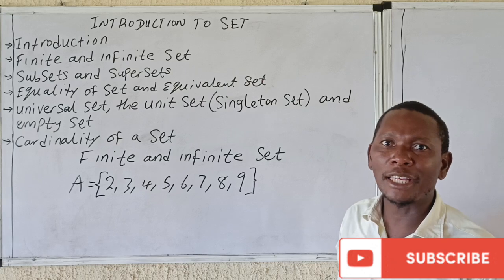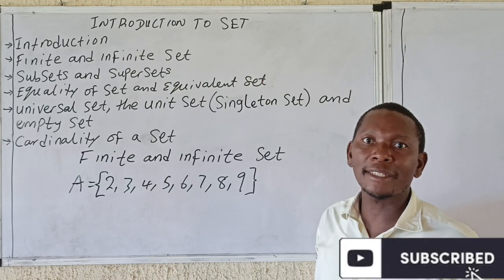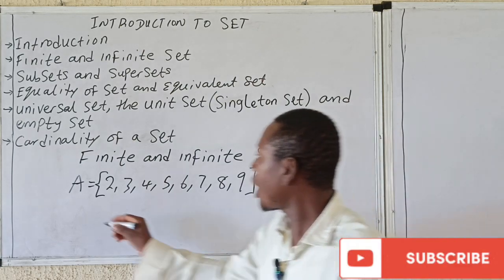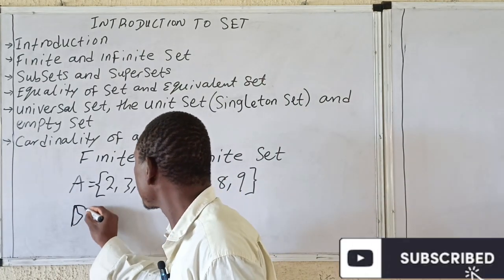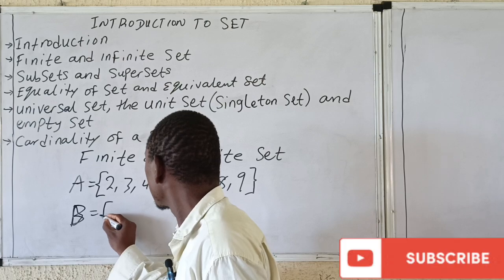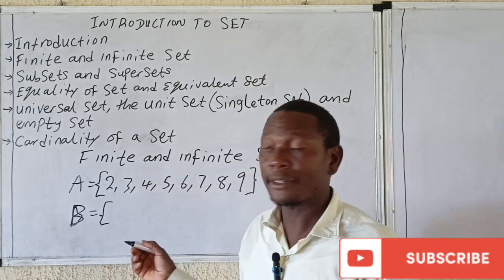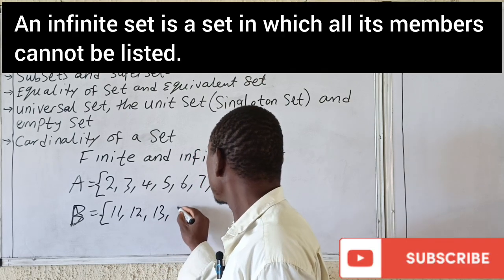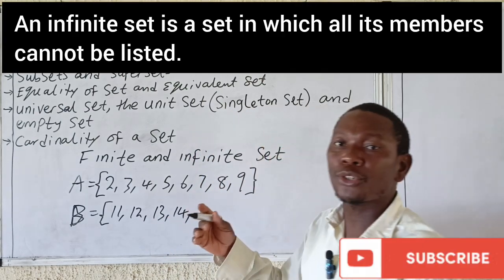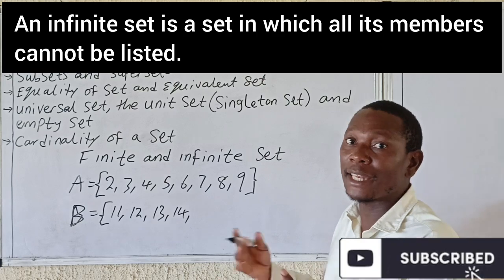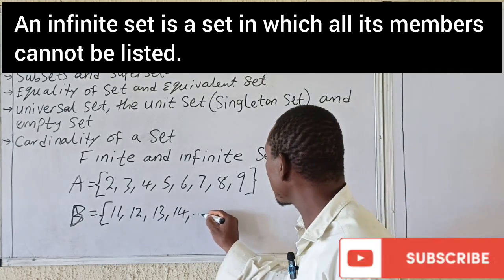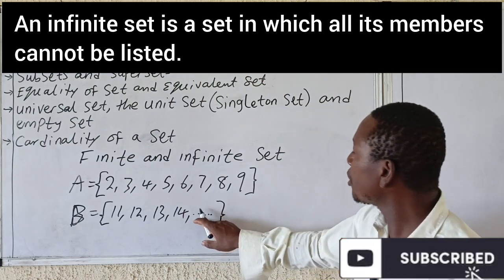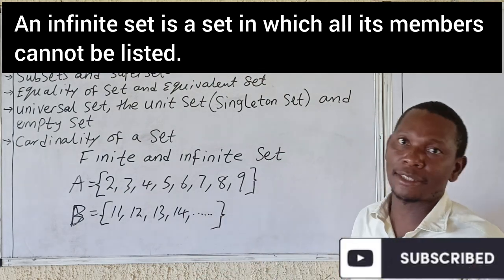But what if I decide to just say numbers greater than 10? A set B comprised of numbers greater than 10. So we now have set B, numbers greater than 10, right? So we now have 11, 12, 13, 14, and it's continuous. It's actually endless or indefinite. So you represent it with this symbol, and this simply means that it continues endlessly.